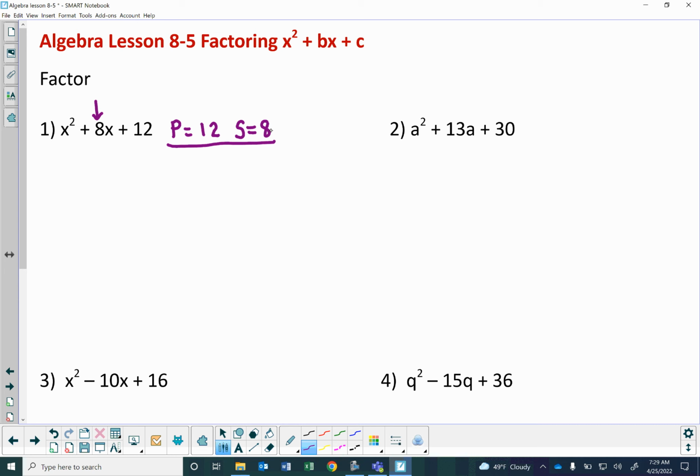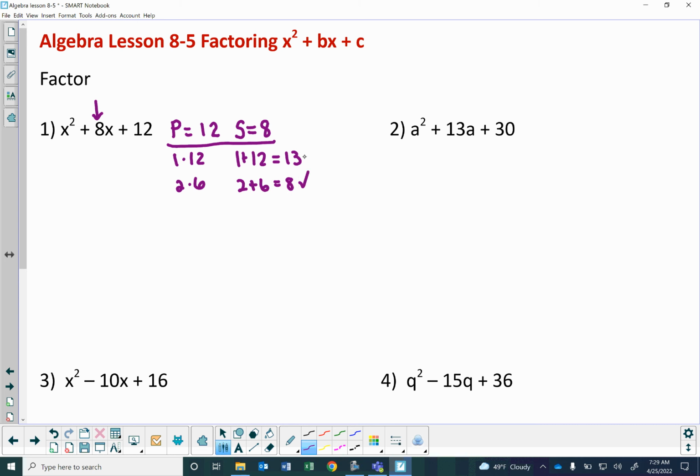I'm going to start systematically, even though I know the answer to this, and some of you might know the answer, but some other people may not. So I'm going to start very systematically on how you would do this if you had no idea how to do this. So I'm going to say, okay, 1 times 12. 1 times 12 is 12, but 1 plus 12 is 13. That's not 8. Okay, 2 times 6 is 12. 2 plus 6 is 8.